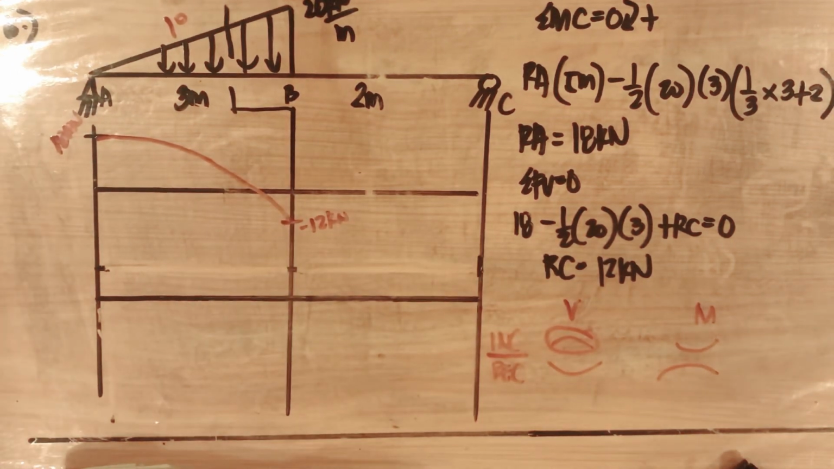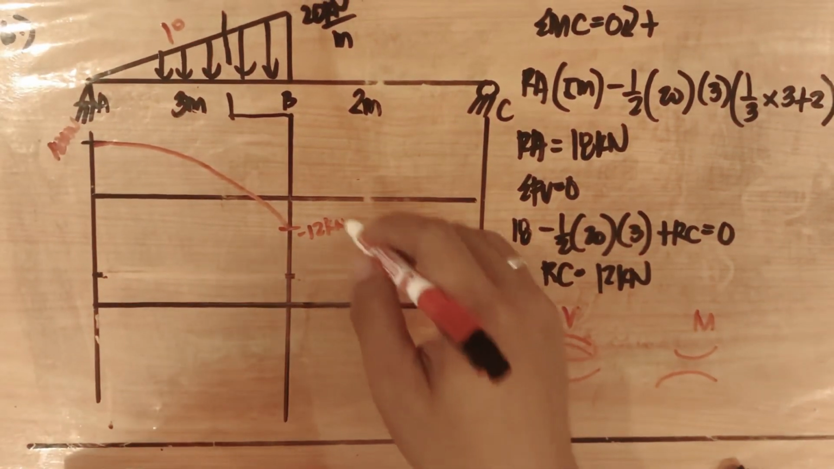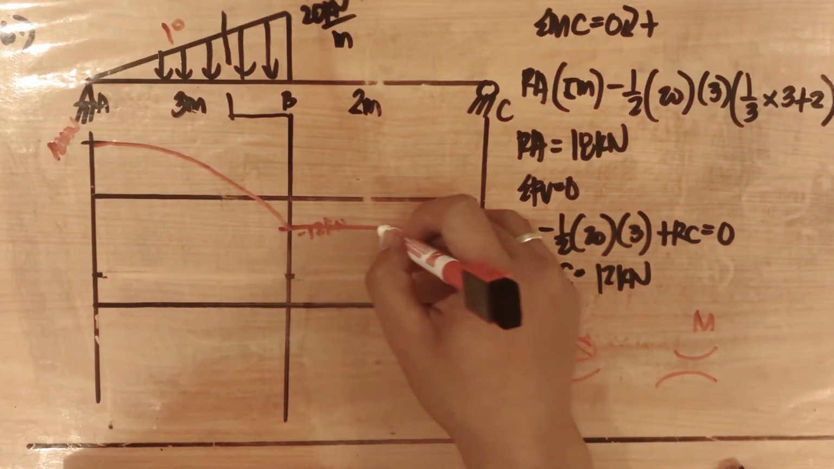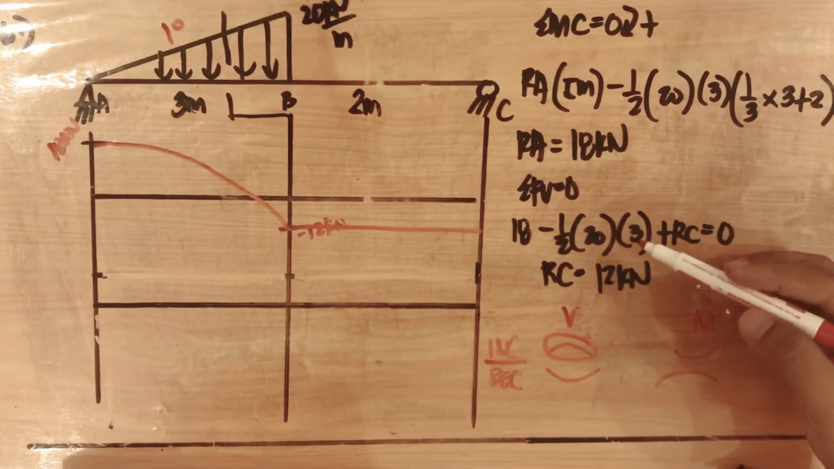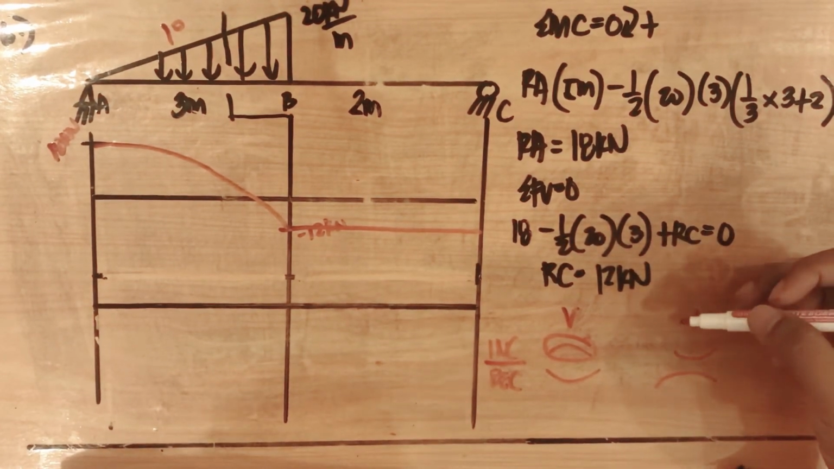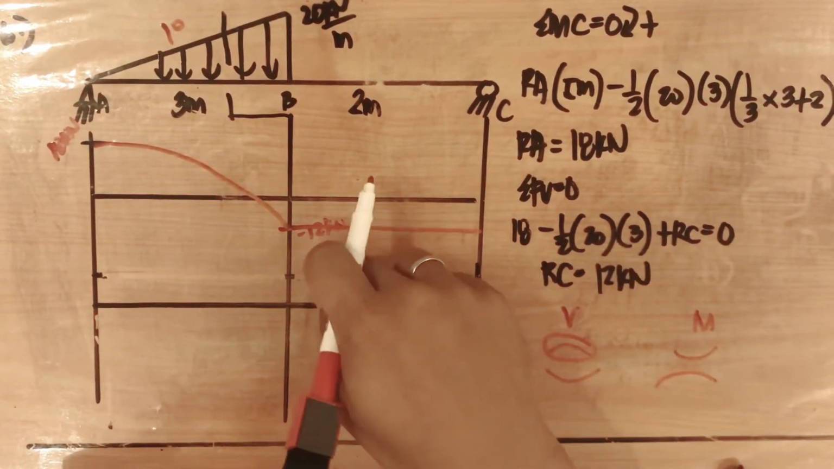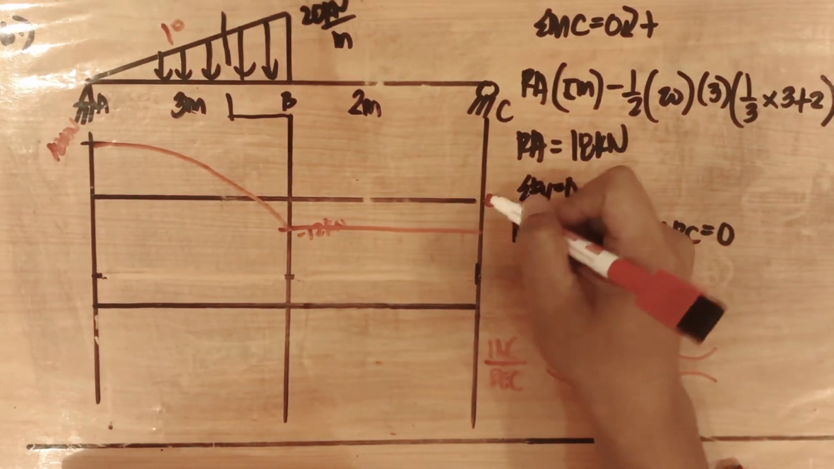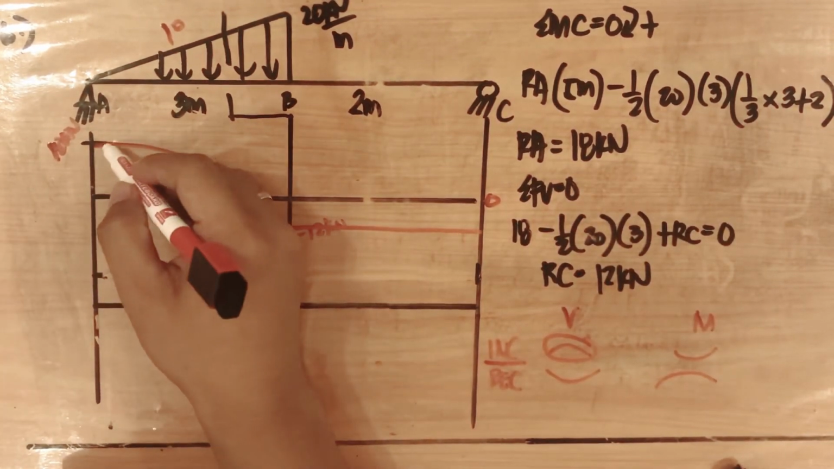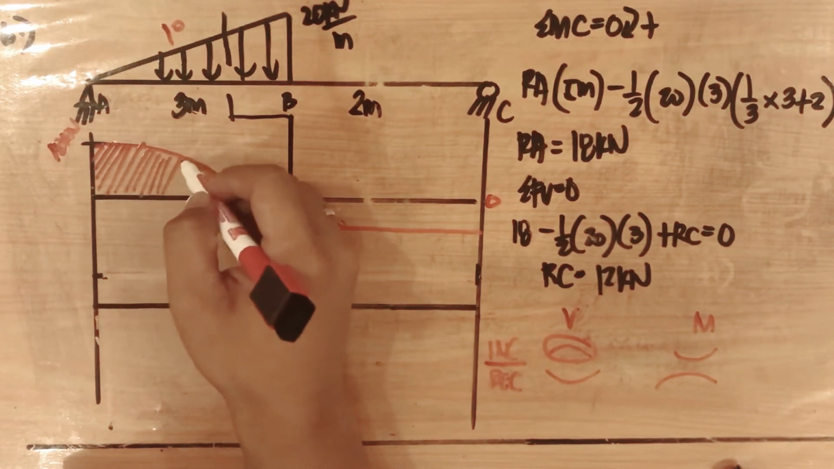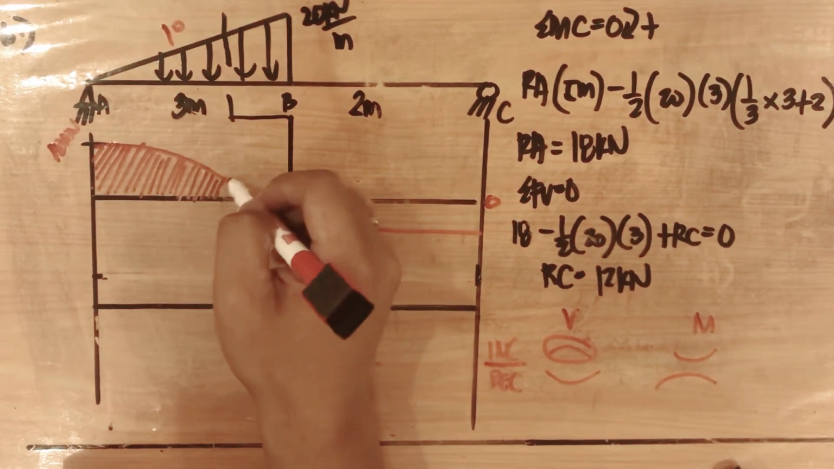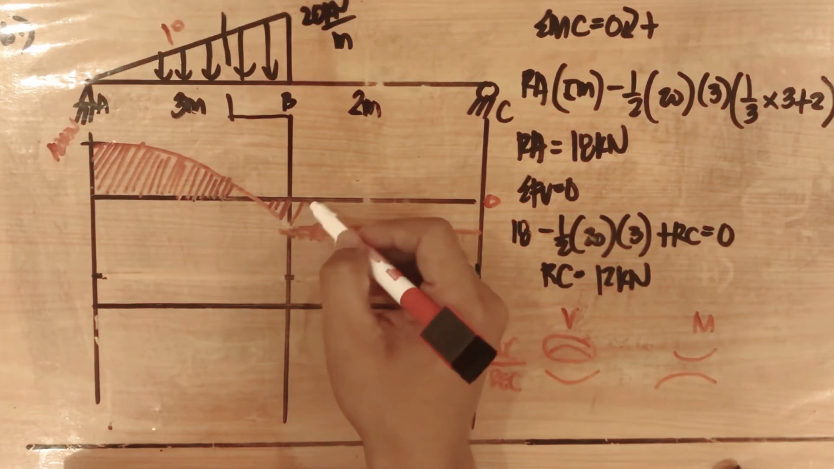Next, point B up to point C. We have no load there, so it means it is just a straight line from point B up to point C. Then at point C, we have a support reaction, which is 12 kN. So, negative 12 plus 12 equals 0. So, this is our shear diagram for the beam shown.